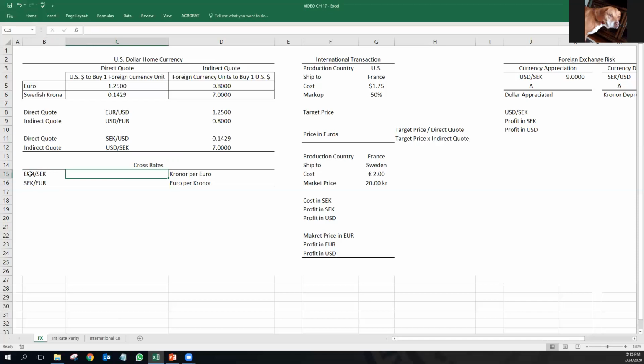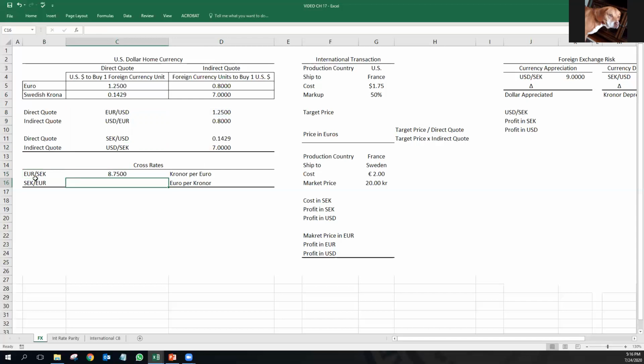The reason is because you see how the euro is on the left-hand side and the krona is on the right-hand side. You want to maintain that relationship, the euro on the left-hand side and the krona on the right-hand side. So it's going to be that one times this one equals that one times this one. So to buy 1 euro, you'll need 8.75 Swedish krona.